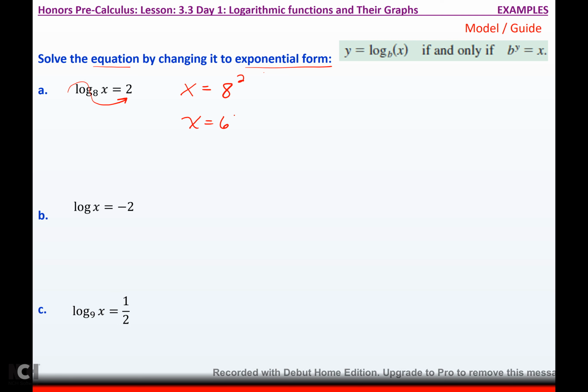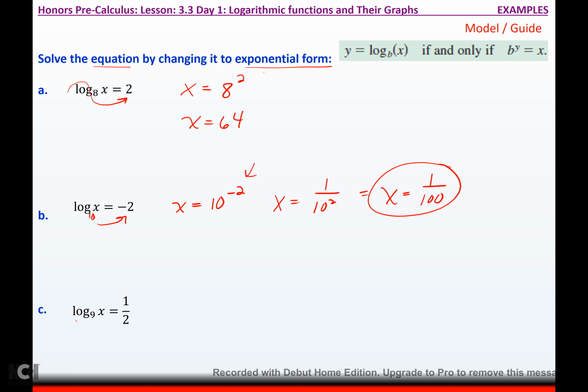X equals 64. Now what about this? Where's the bug? Who's the bug? I don't see a bug. If they don't write a bug, your bug is 10, because logarithms work on base 10. Well, some of them. Alright, so the log rolls over, the 10 moves over, and that gives me x equals 10 to the negative second. So if I evaluate this, I'll be done. Well, that's going to be 1 over 10 to the second, and that's going to be 1 over 100.